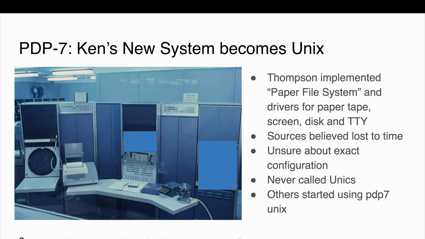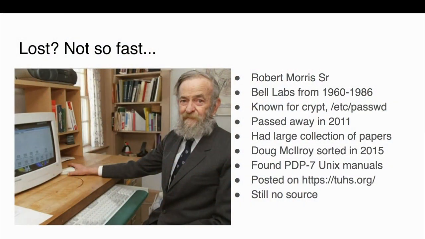Unfortunately, the PDP-7 original sources were believed lost to time. Somewhere along the way, they didn't keep them around, systems were upgraded, and they were lost. So up till very recently, the exact configuration of Ken's machine was unknown. One of the interesting things, though, was because the computer was binary compatible, there were some PDP-9s inside of Bell Labs that also ran it. So it wasn't just this one machine. So a number of people were able to use that. And then it was lost to history, but not really.